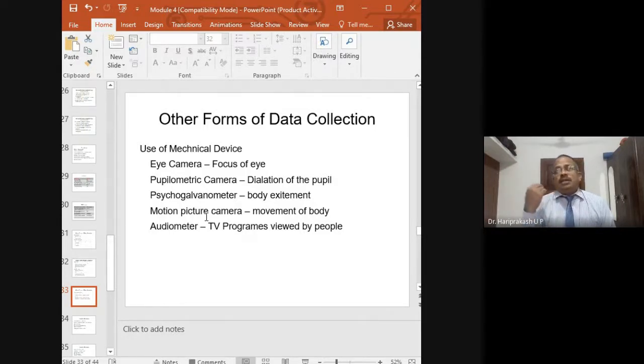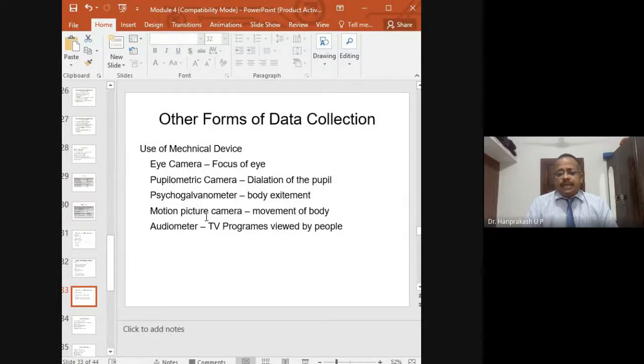So what are their feelings, emotions, what are their attitudes towards the product, the brand, all these things, the personality, individual personalities cannot be measured through a questionnaire. So you will have to use other instruments where you will study their state of mind, attitude, interests, or the preferences, all these things. So that time you will have to use mechanical devices. So there are certain mechanical devices where data are collected.